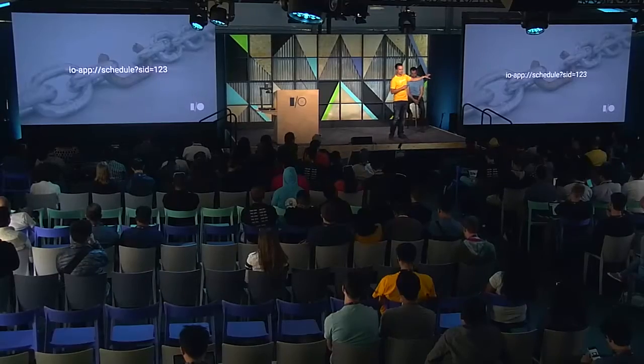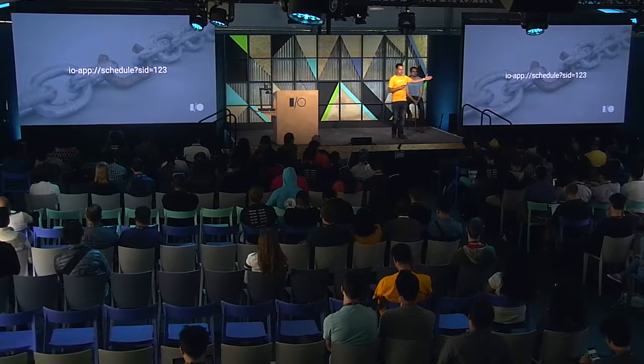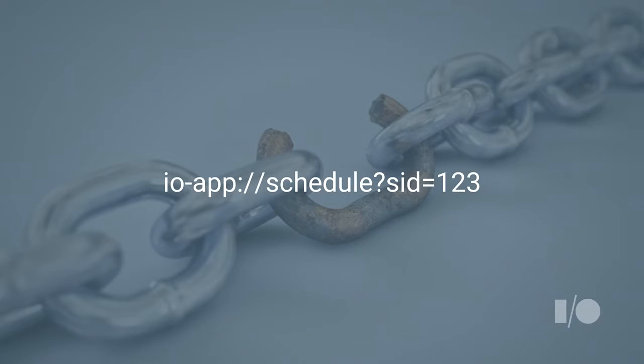And let me give you an example of what I mean. By custom URLs, I mean URLs that use a custom scheme, so not HTTP. This is an example of how this might look for the I/O app and for a particular session. So these links are broken in several ways. I wanted to take a moment to try to discourage you from using these as much as possible, if you can at all help it.